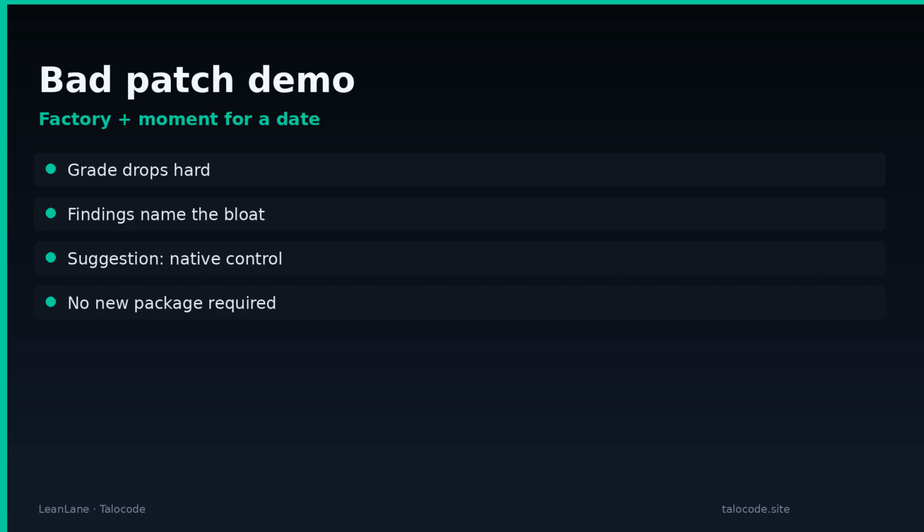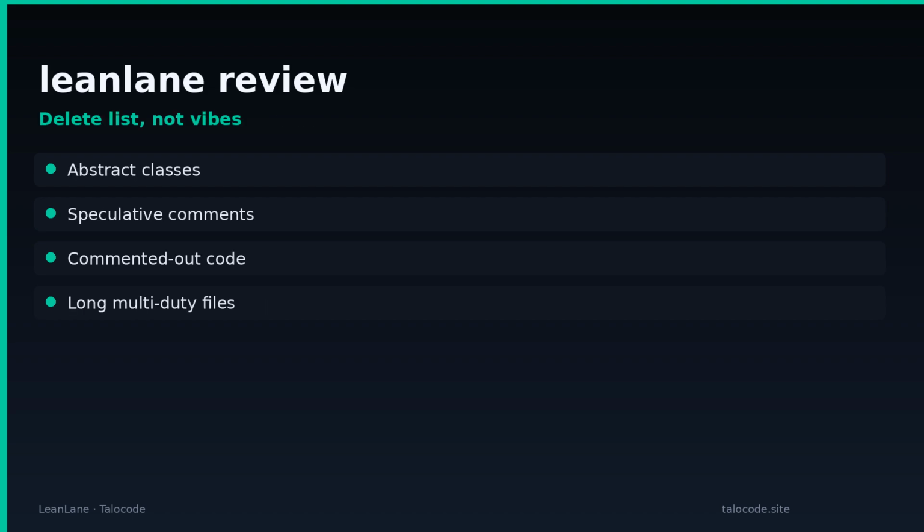Then prune. Command: leanlane review --file path to a source file. Review scans for abstract classes, speculative for-future language, commented-out code, weak any types, and oversized multi-duty files. It returns findings and a delete list. Review is for cleanup, not praise.